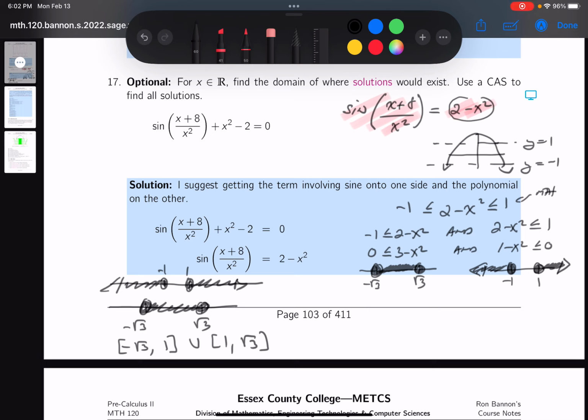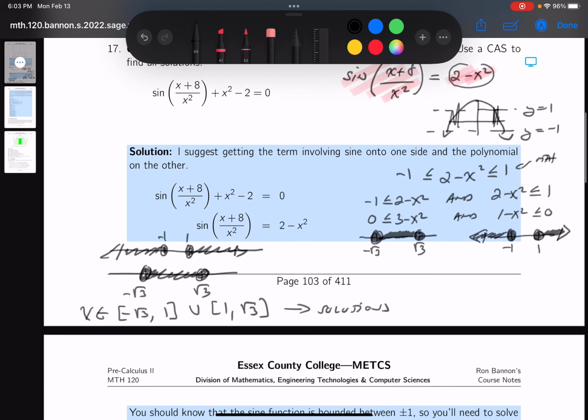So these are the x's where the solutions would exist. So I have solutions over here. The question is, I don't know what the solutions are, though. Now, what I mean by that is, if I look at the sine function, it's going to be oscillating over here somewhere. So I just don't know how many times it hits it.